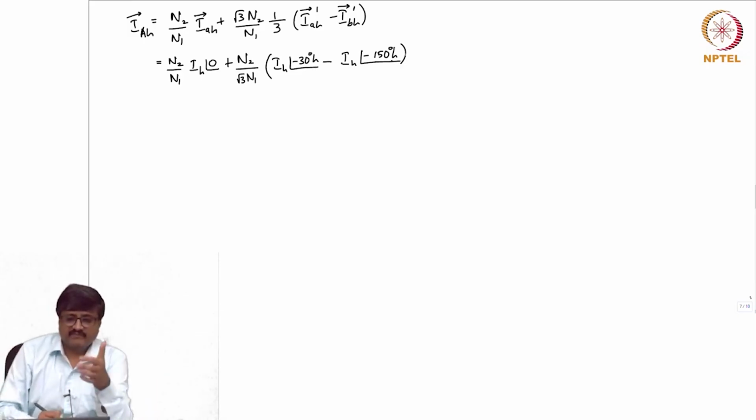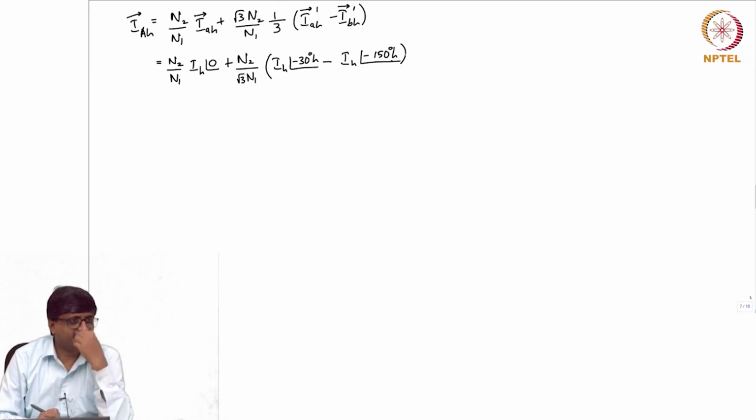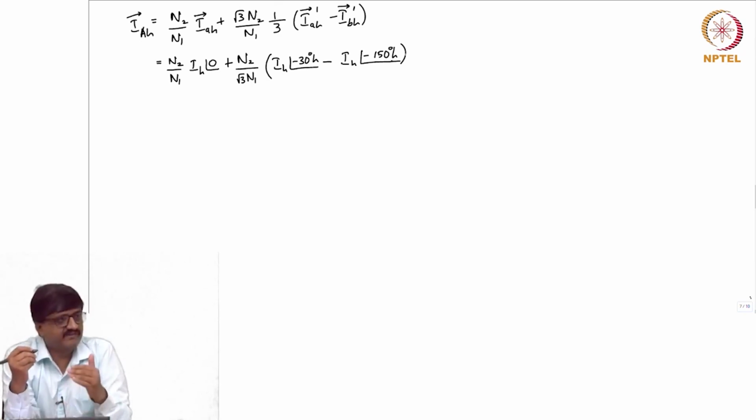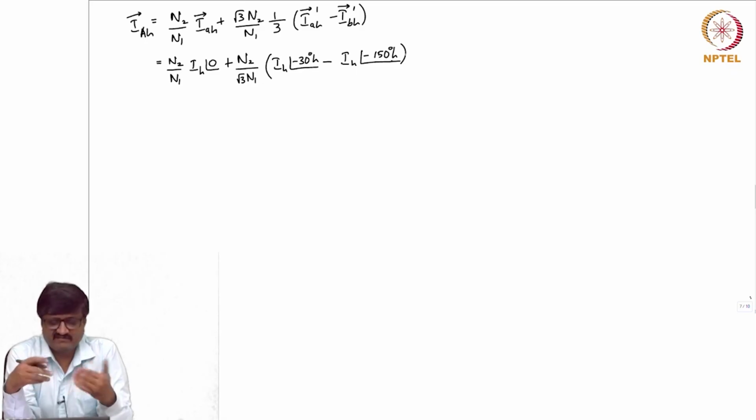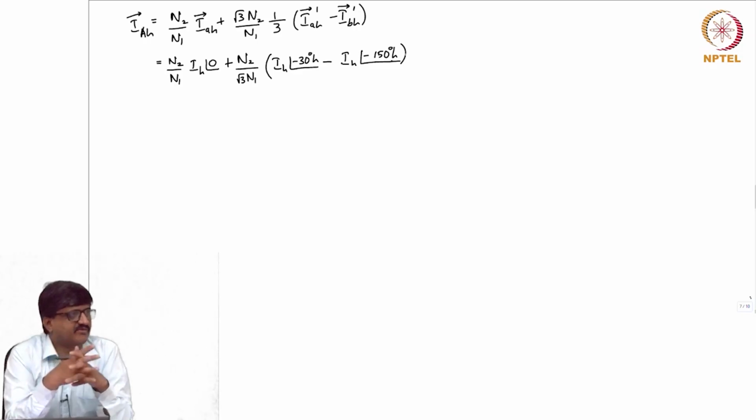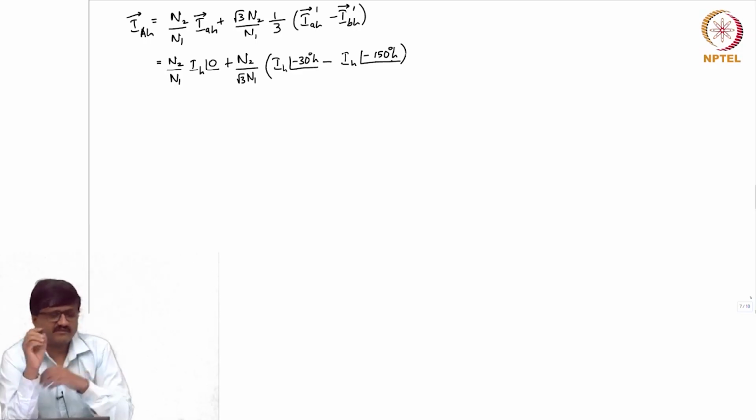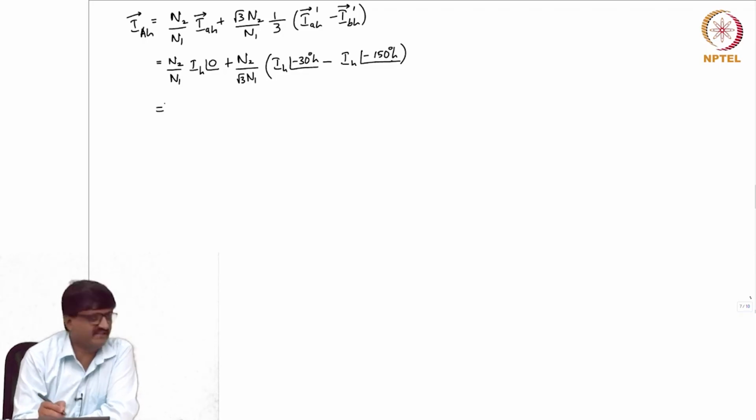Now, I need to simplify this further. For the sake of simplifying, I can't just keep a general expression, I have to take special cases, otherwise we will not be able to simplify. What are the special cases? The special cases are fundamental and harmonics. H is 1 for fundamental and H is equal to 6k plus or minus 1 for harmonics. So let me split this into two special cases.